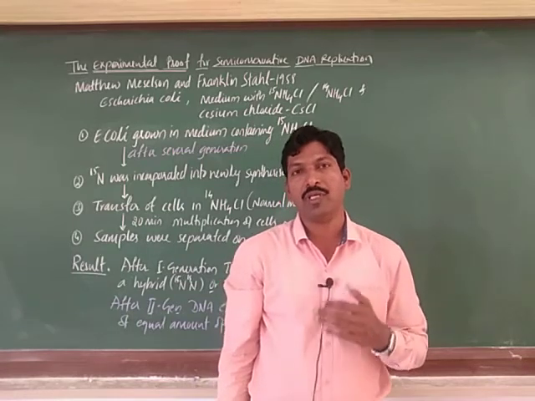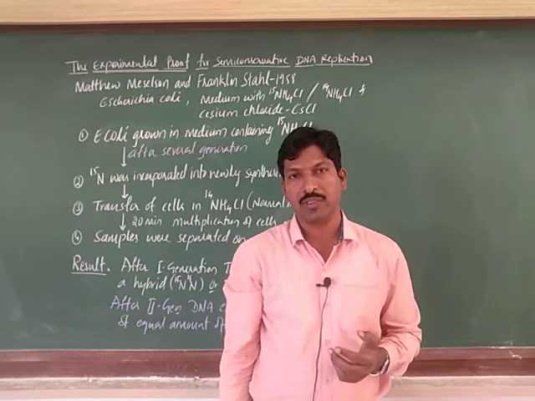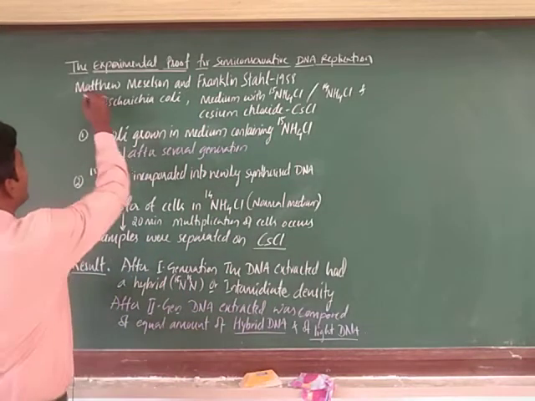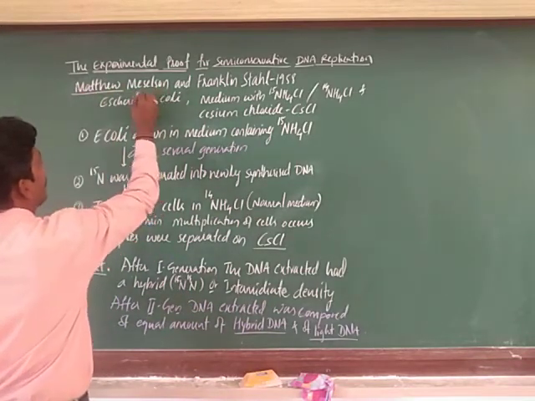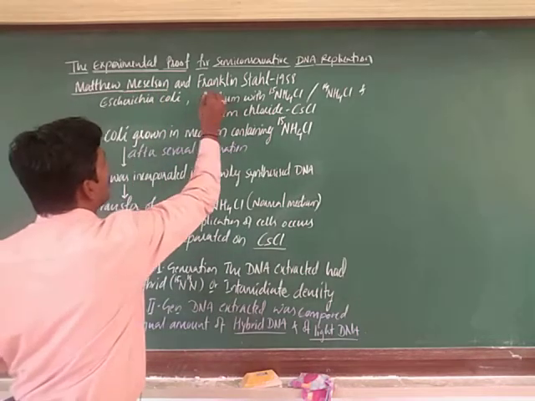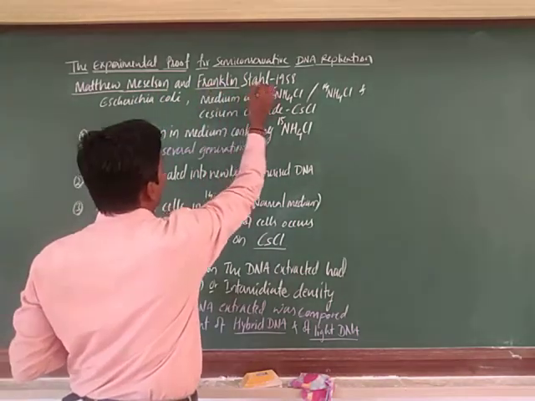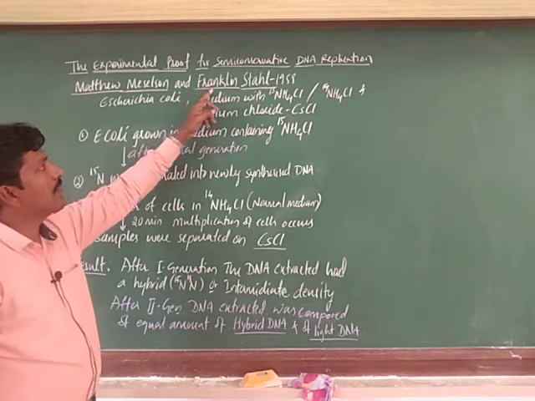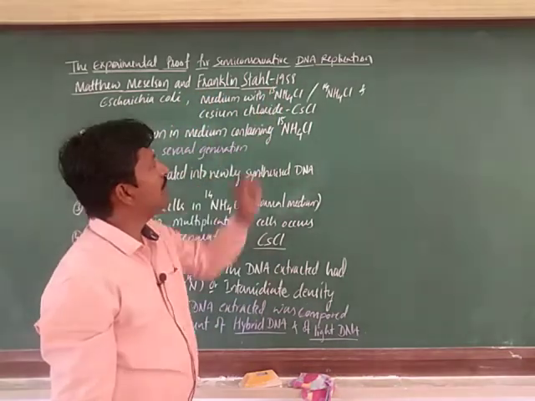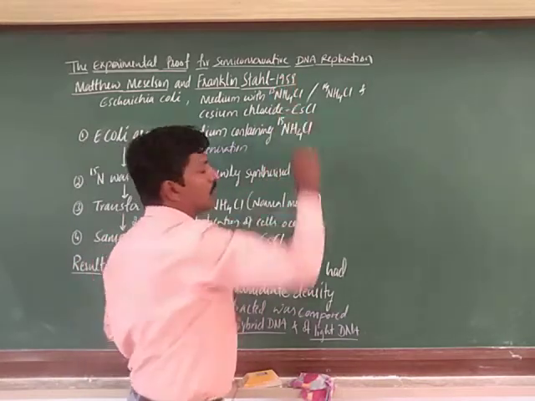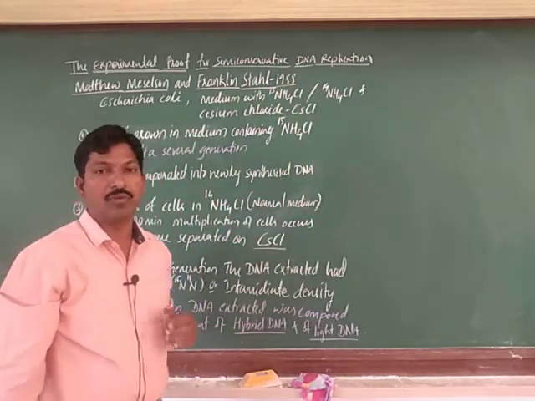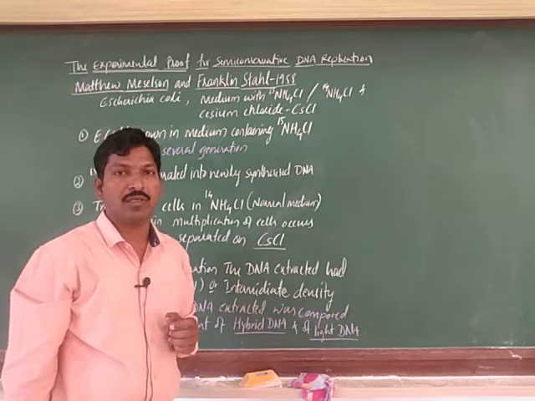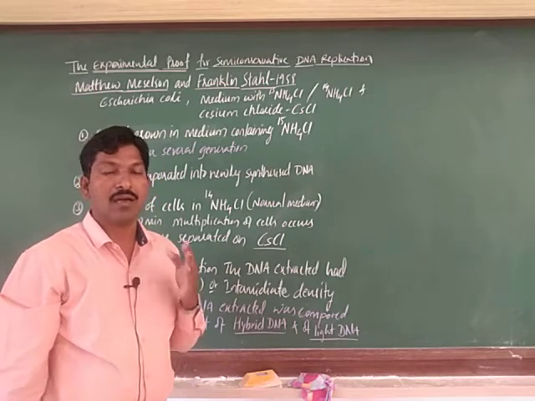But experimentally, how is it said to be parental and how is it said to be newly synthesized? How can we identify it? So an experiment is required here. For that, two scientists, Matthew Meselson and Franklin Stahl, in 1958 gave experimental proof for the semi-conservative method of DNA replication, and they explained how it is semi-conservative.